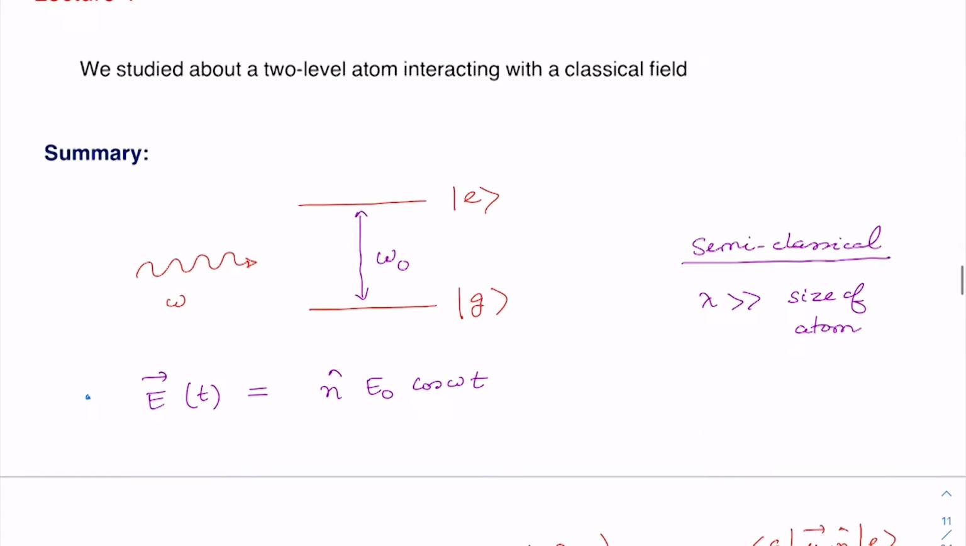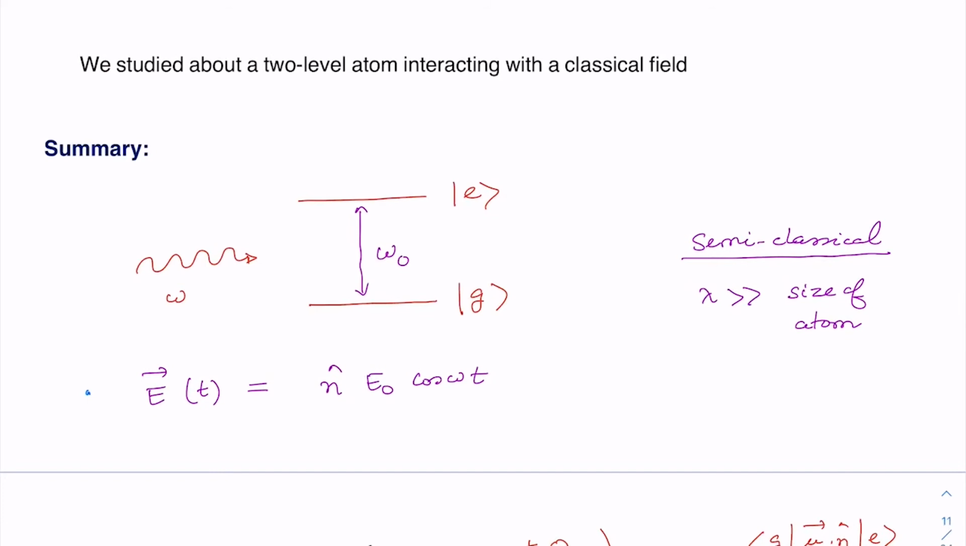In lecture 4, we studied a two-level atom interacting with a classical field. The classical electric field was taken at the position of the atom, because we considered that the size of the atom is much smaller than the wavelength of the electromagnetic radiation. The ground state of the atom was considered to have energy 0, and the excited state has energy E equal to h cross omega 0, where omega 0 is the resonance frequency.